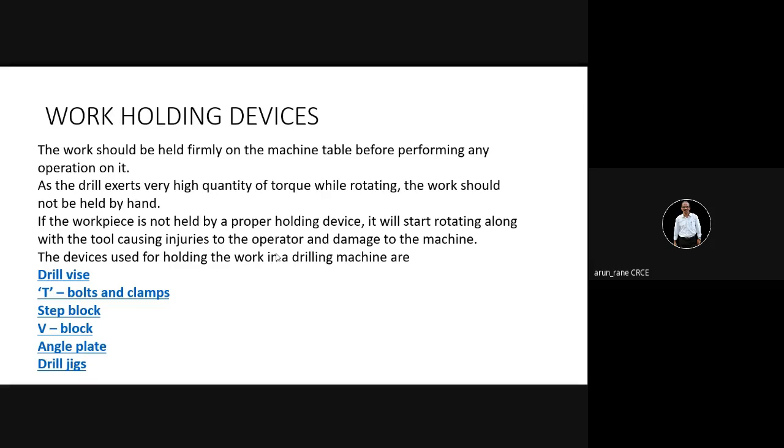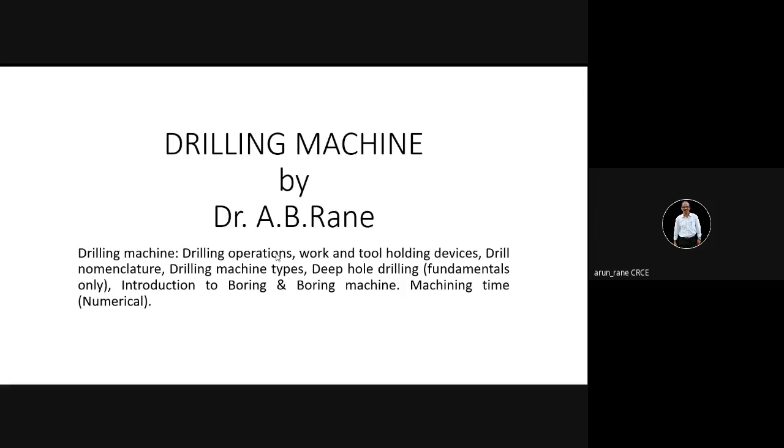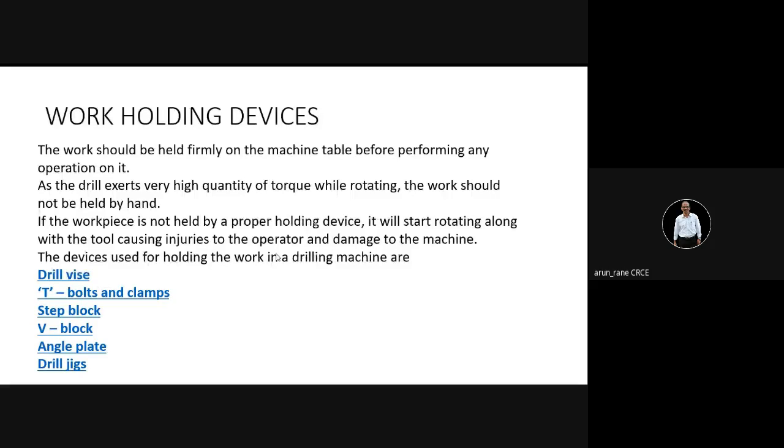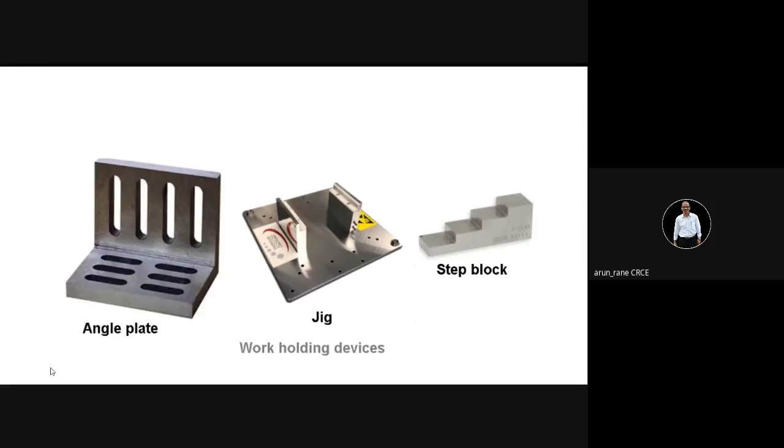So, what are the different work holding devices that we use on the drilling machines? These are the drill vise, T bolts, step block, V block, angle plate, and drill jigs. Drill jig I will take some more time on because it is important, and you also have to do one assignment on drill jig in your CAMD.